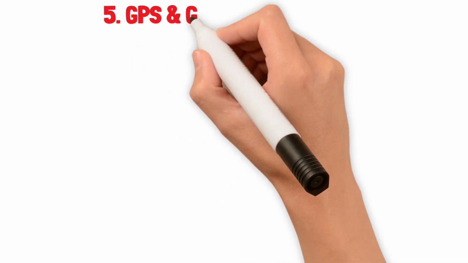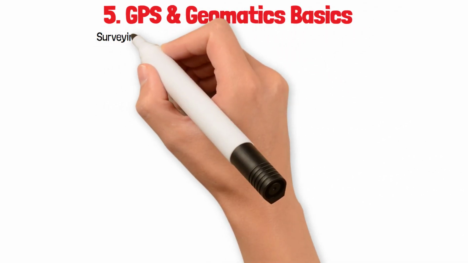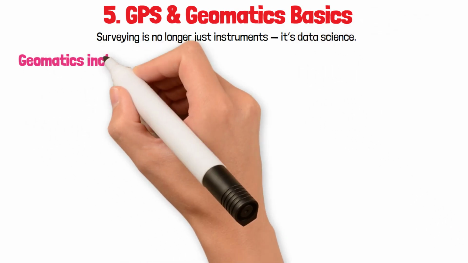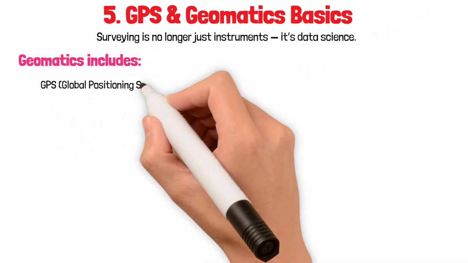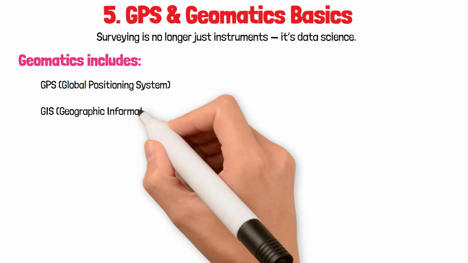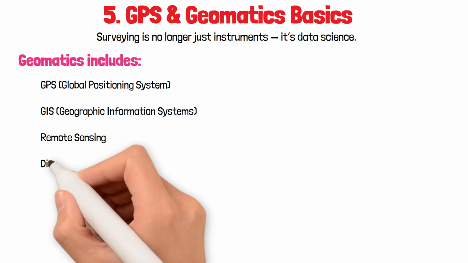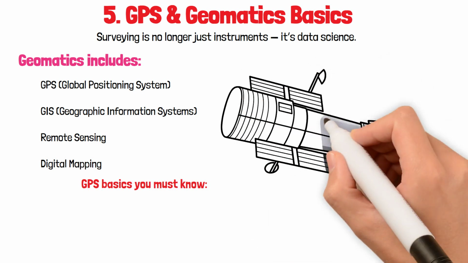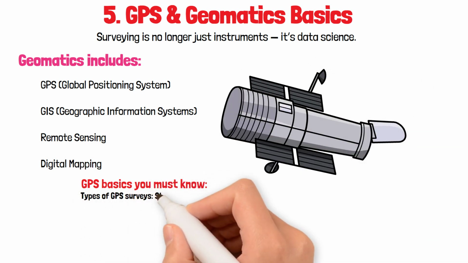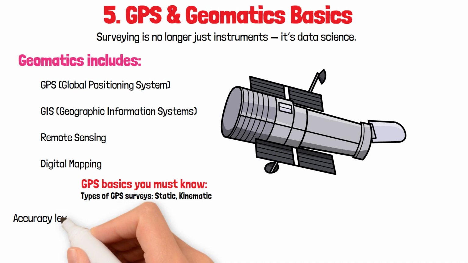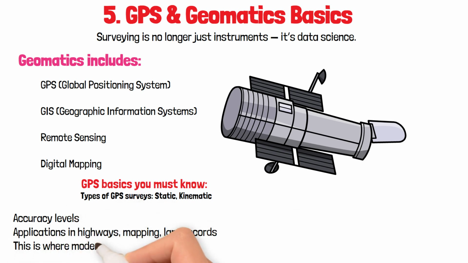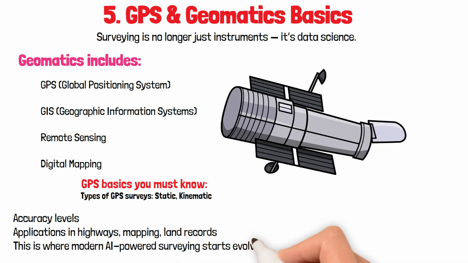5. GPS and geomatics basics. Surveying is no longer just instruments, it's data science. Geomatics includes GPS (Global Positioning System), GIS (Geographic Information Systems), remote sensing, digital mapping. GPS basics you must know: satellite-based positioning, types of GPS surveys: static, kinematic, accuracy levels. Applications in highways, mapping, land records. This is where modern AI-powered surveying starts evolving.